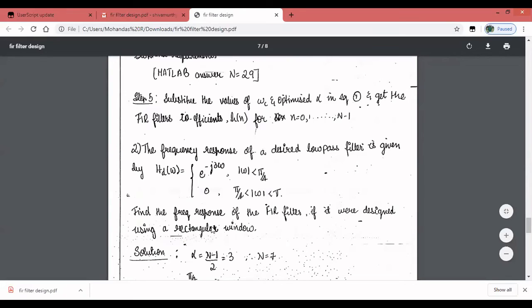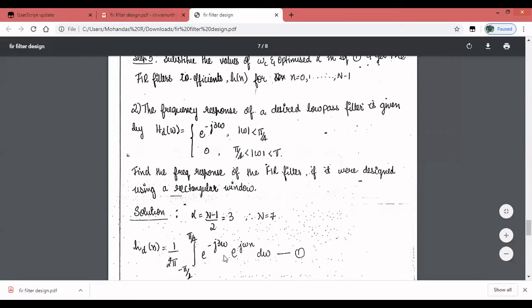Here in the examination they have given a rectangular type of window, so I have to start with the rectangular window function itself. What is the first thing? I'm trying to find alpha here. How to find alpha? Once again, alpha is found with the formula n minus 1 by 2.